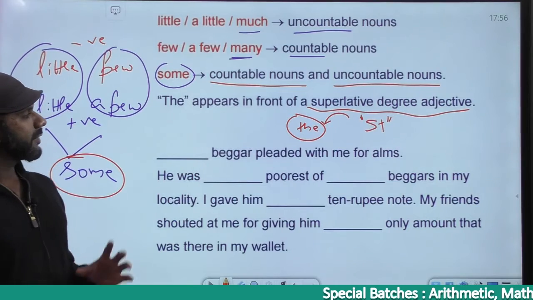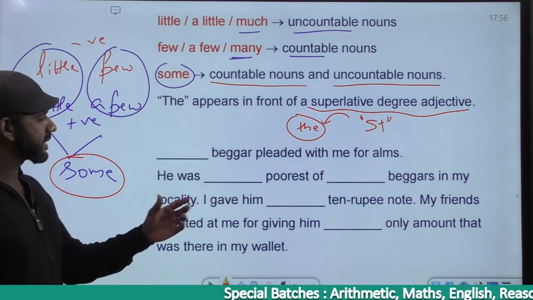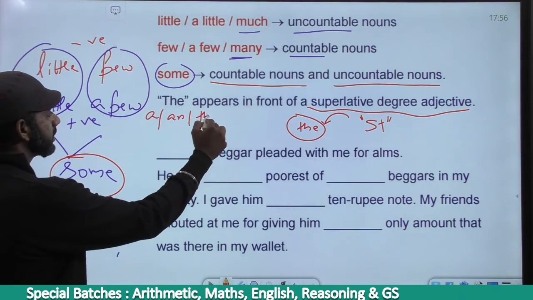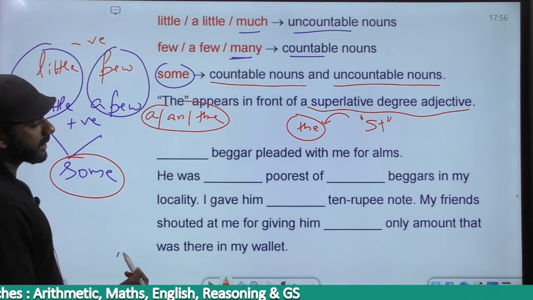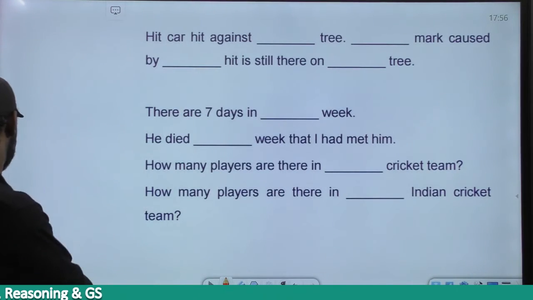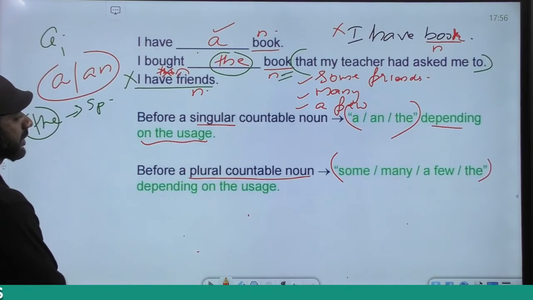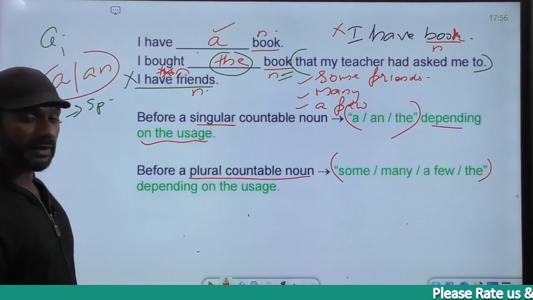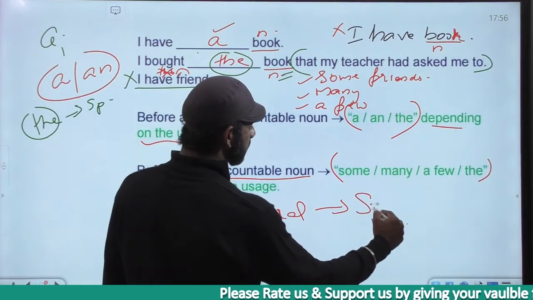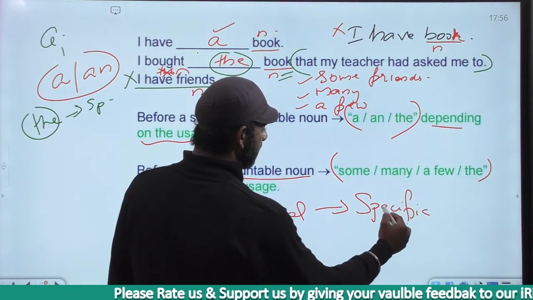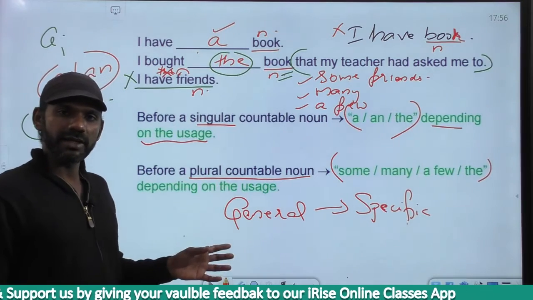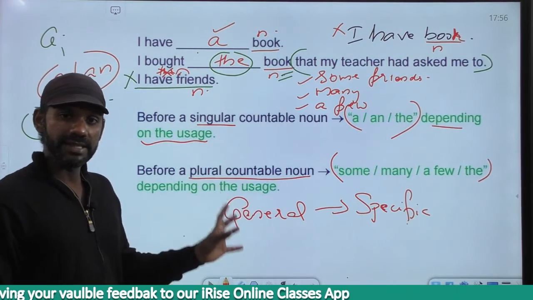Now, I have given a paragraph here. You take it as a paragraph. My question is, fill in these blanks with a, an, or the. I have told you in the case of para jumbles as well, in a sentence or a paragraph, the change always happens from general to specific. That means it starts in a general way and then moves on to specific. It's always general to specific.